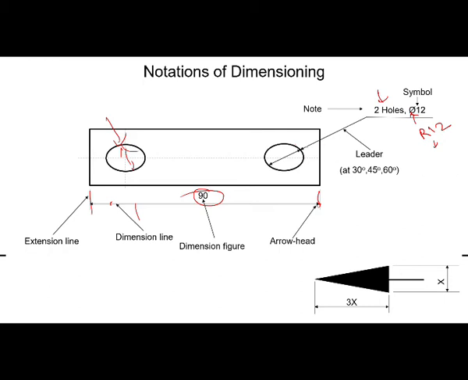Leader, this is the leader, this length. It should be 30 degree, 45 degree or 60 degree. And for any arrowhead, like this arrowhead, this arrowhead, this arrowhead, the length must be 3 times this length. If this is 1, then this length should be 3, three times more than this length. So this is the way of mentioning the dimensions. We must know the notation of all terms.